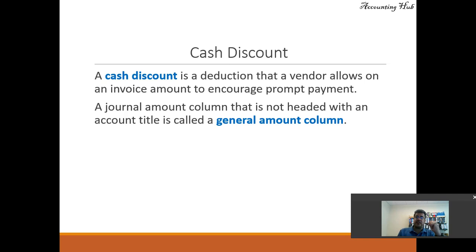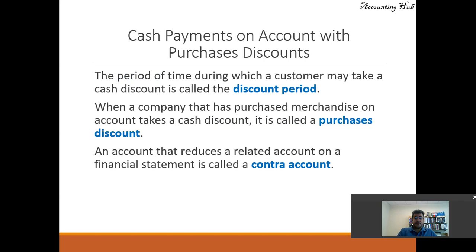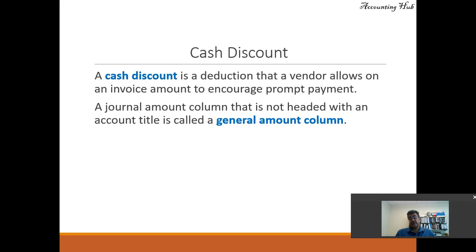And then we have the journal amount column that is not hidden with an accounting title, called a general amount column. And we call it purchase discount or cash discount, just like this one.